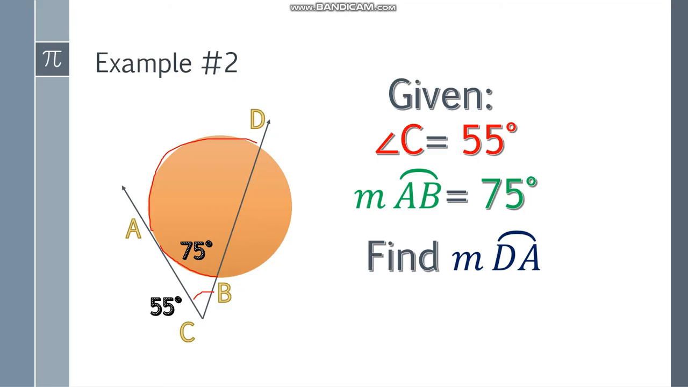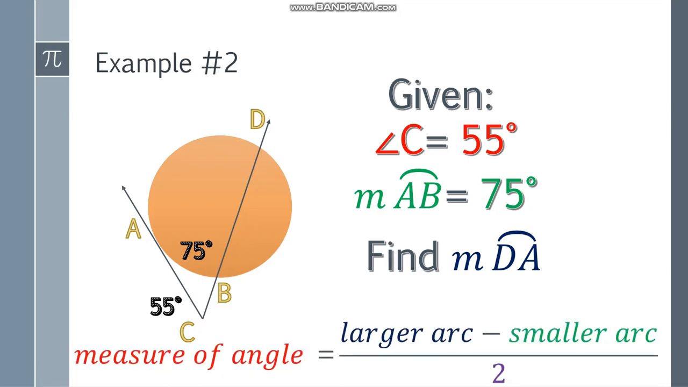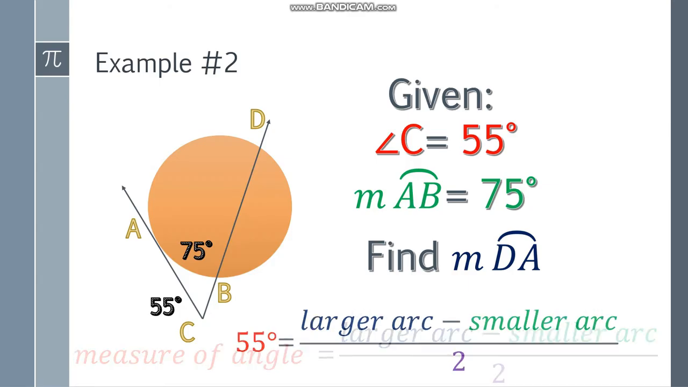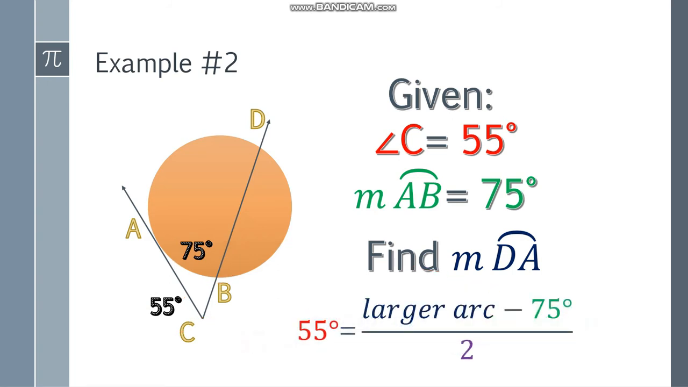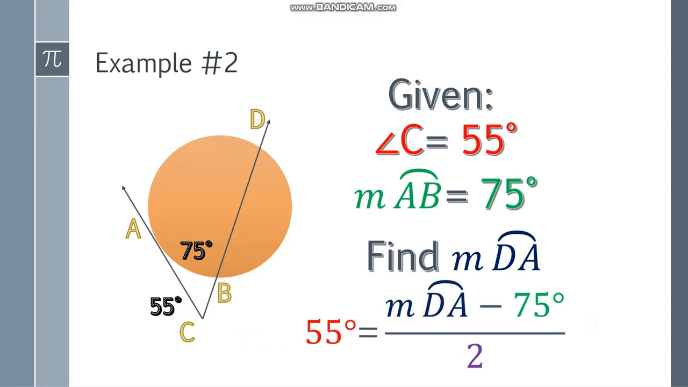Same as example number 1, place the formula. Next, substitute the values. The measure of the external angle is 55, so I'll put it here. Now, since we don't know the larger arc, we may skip it first. The smaller arc is 75 degrees, so I'll put it here. Now, the larger arc is arc DA, so the measure of arc DA.